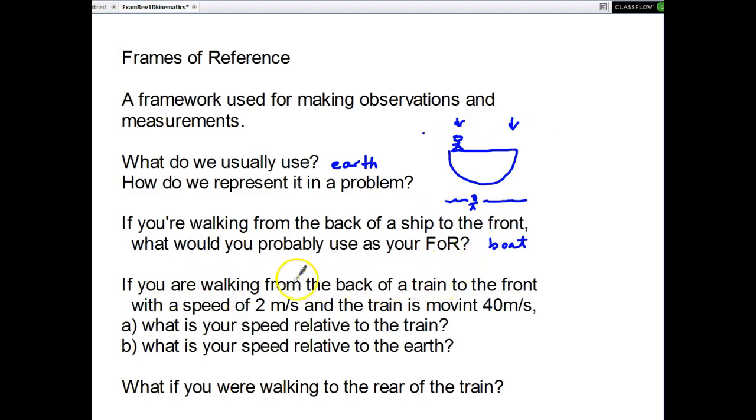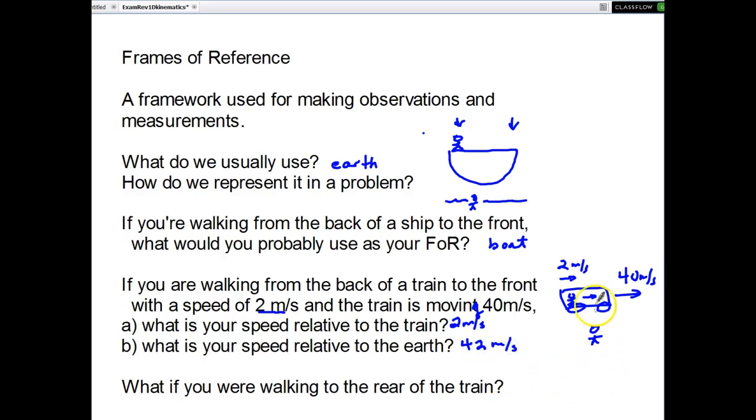So if you're on a train and you move from the back of the train to the front with a speed of 2 meters per second, and the train is moving at 40 meters per second, what's your speed relative to the train? Well, relative to the train, you're moving 2 meters per second. But relative to the Earth, a person who's out here watching the train go by sees the train itself moving 40 meters per second. You're moving 2 meters per second inside the train, and so this person would see you move with a speed of 42 meters per second.